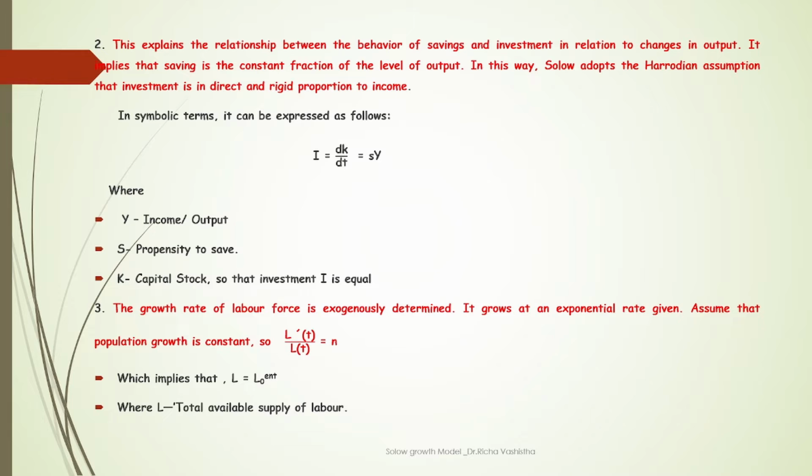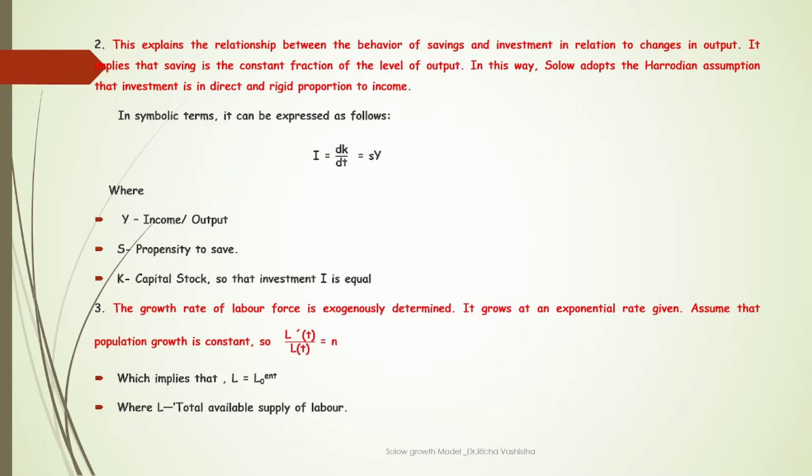You can see I is equal to dK/dt, where K is the capital stock. The differentiation has been taken with reference to time, which shows the change in the capital stock, and this is equal to sY, where s is the propensity to save, the tendency to save, and of course Y is the income or the output in the economy.